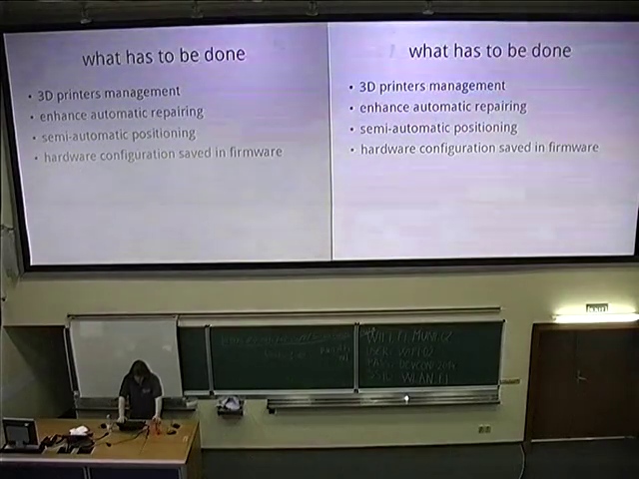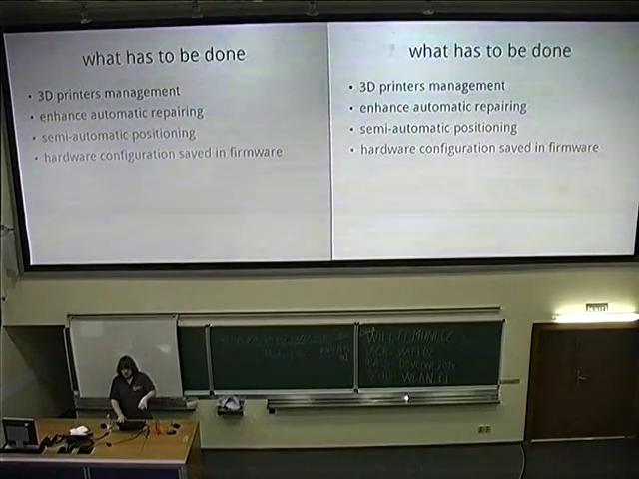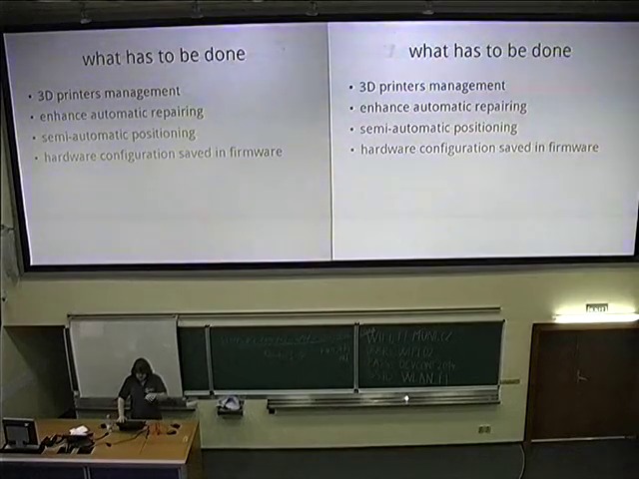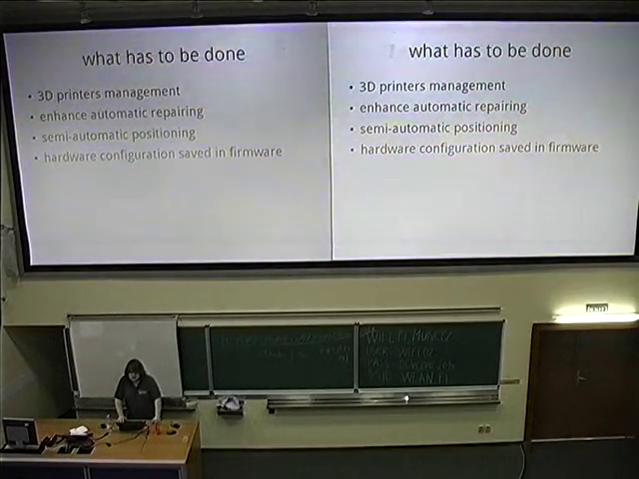We need hardware configuration saved in the firmware of the printer, so I don't have to keep information about all my printers in slicing software or my machine. The printer knows how big it is, how big the nozzle is, what temperatures it can reach safely, stuff like that, and just has it stored. And if you connect it to 3D printer management, it will say, okay, I can see you are this printer, let's use these options and don't bother the user about it. And if it's not there, obviously the user can specify it somehow.